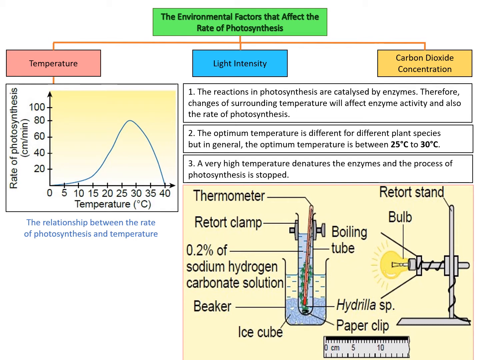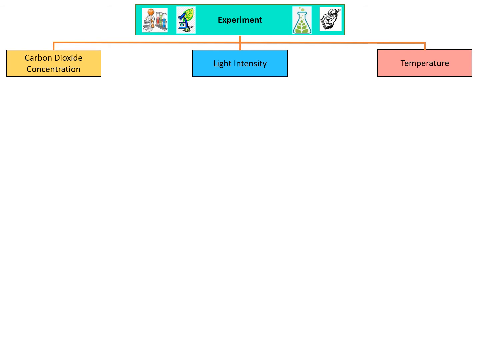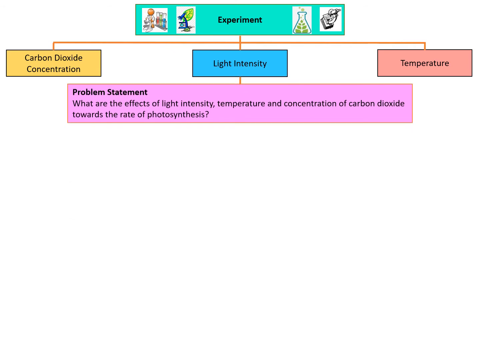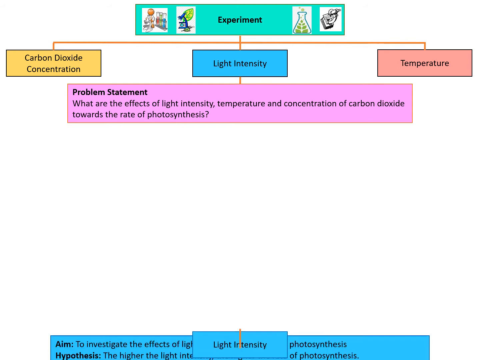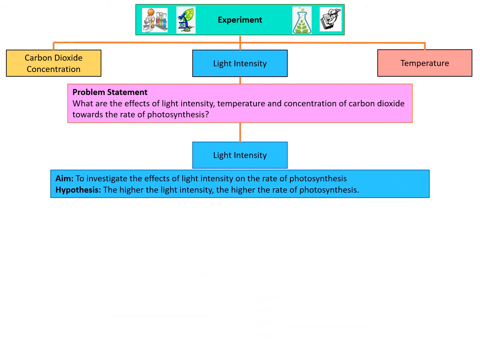Now we look at experiments, how we can conduct experiments on carbon dioxide concentration, light intensity, and temperature. The problem statement is: what are the effects of light intensity, temperature, and concentration of carbon dioxide on the rate of photosynthesis? Okay, light intensity.